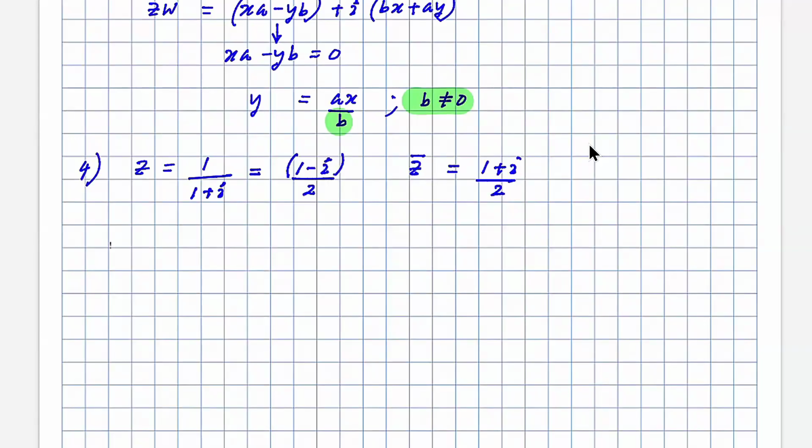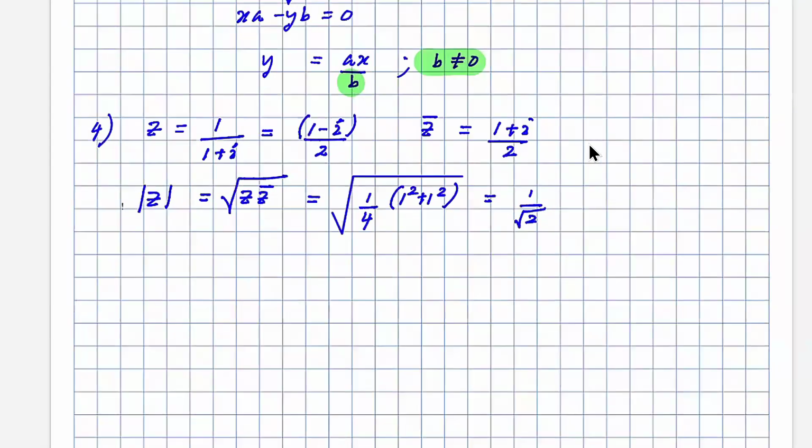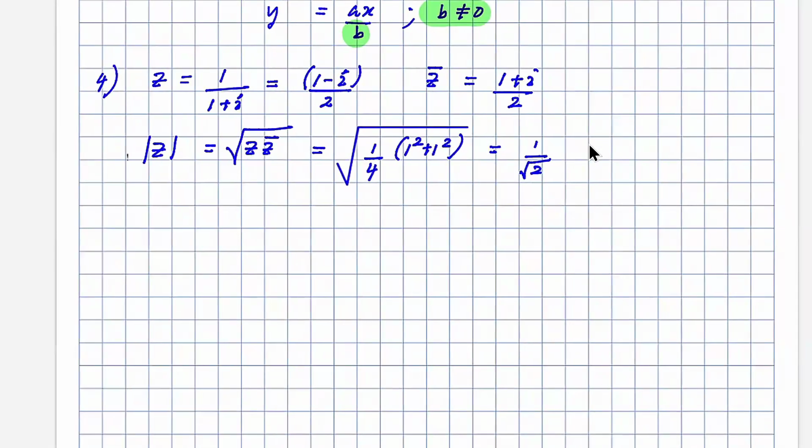So now mod z is going to be the square root of z bar, we know in theory. So this is going to be 1 divided by 4. This guy is going to be x squared plus y squared. It's going to be 1 squared plus 1 squared, right? Square root of that. Check my calculation. So if that happens, you get 1 divided by square root 2.